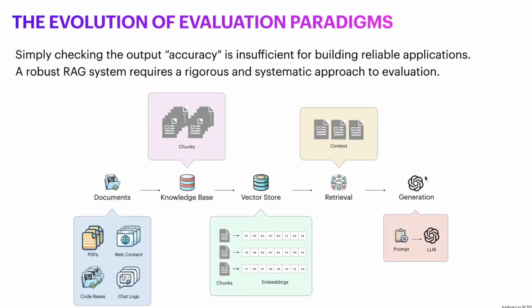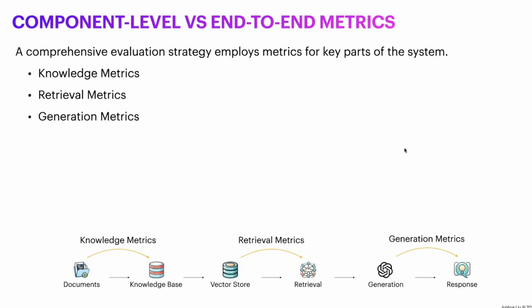And all this needs to be done systematically. So now let's dive into what can be done to better evaluate the RAG. Typically, the evaluation can be by components, and also can be end to end, evaluating from a user query all the way to the response. Here, a comprehensive evaluation strategy employs metrics for key parts of the system. Now we can dive into each part of it.